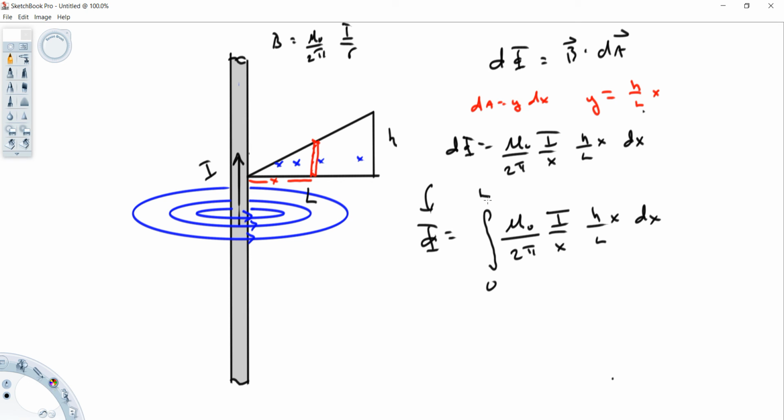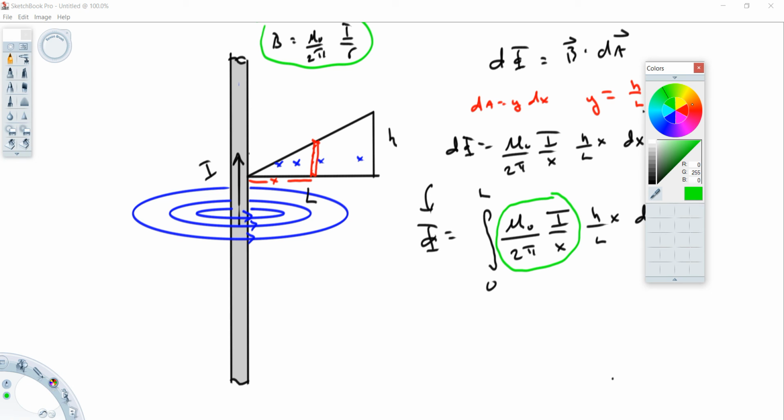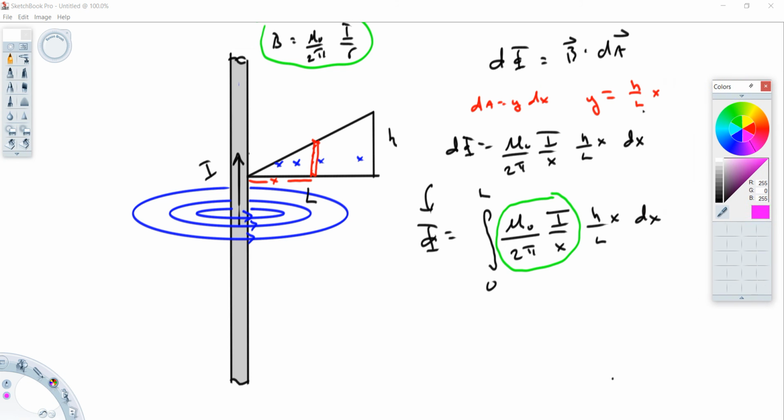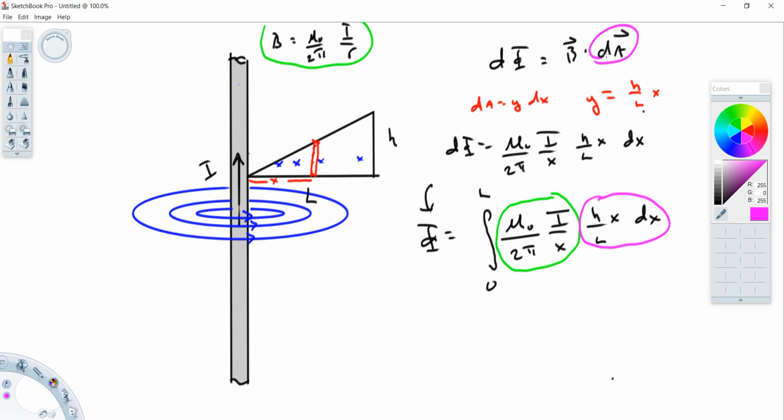I'm going to leave it the way it is, because my intention was not to work this out to completion. It was just a video about how to set up an integral for flux. This part is coming from the magnetic field due to a long straight wire, and then this is the area of this rectangle.